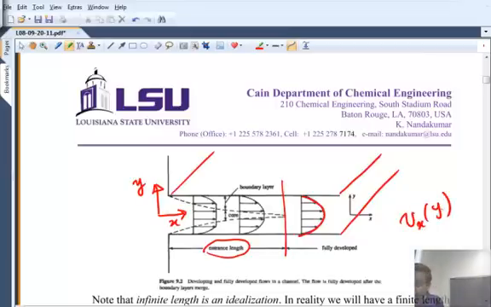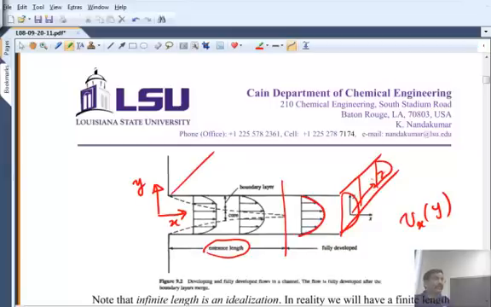It does not depend on z. Why does it not depend on z? Because it's infinitely long. So no matter where I take the plane, if I take a cut here or a cut there or a cut there, I will get the same velocity profile. There is no reason for it to change.